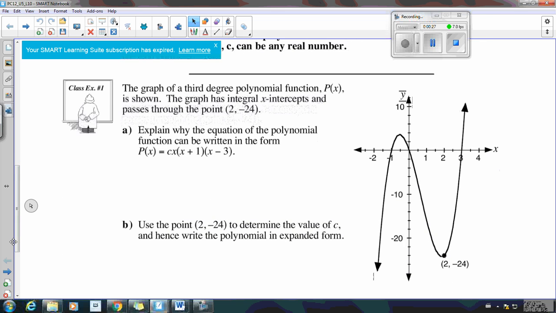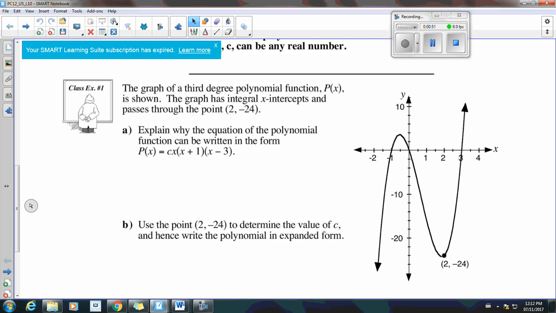So example 1, the graph of a third degree polynomial function p of x is shown. The graph has integral x-intercepts and passes through the point (2, -24). So why can the equation be written as c times x times (x plus 1) times (x minus 3)? Well, this follows directly from the unique factorization theorem that's written above.